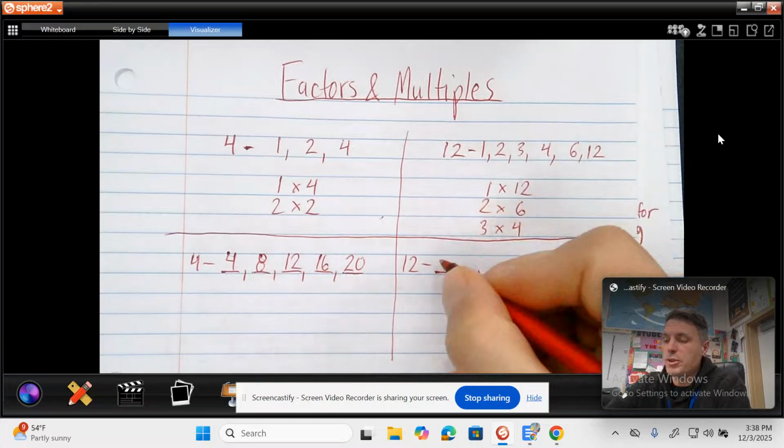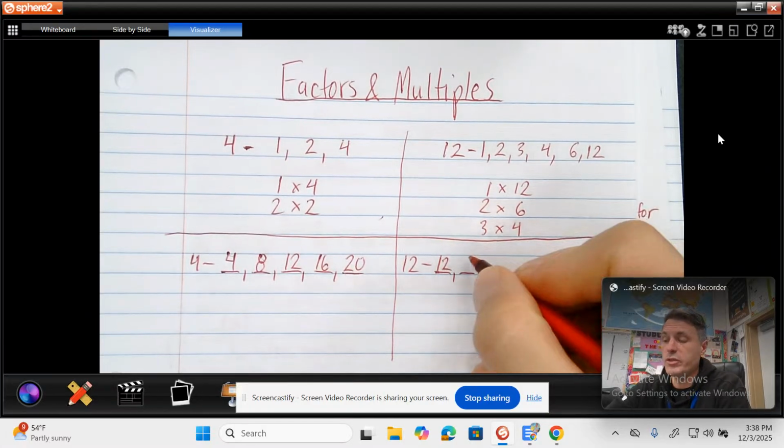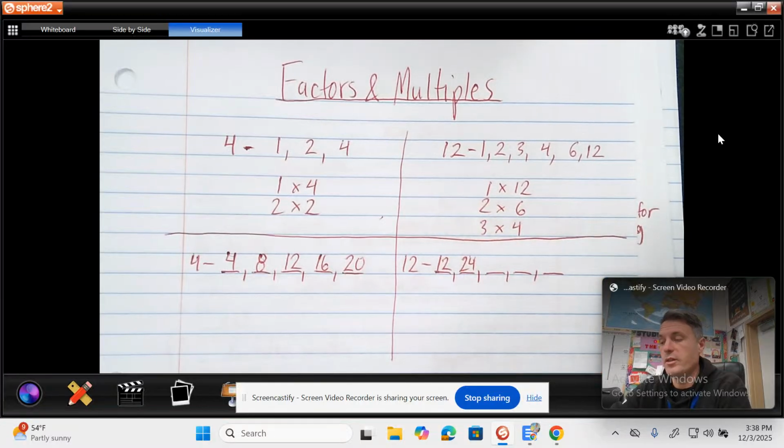So the first multiple of 12 is 12. The second multiple of 12, if we're counting by 12s, the next one would be 24. And the next one after that would be 36. And the next one after that would be 48. And the next one after that, did I mix something up here? No, I didn't. The next one after that would be 60.